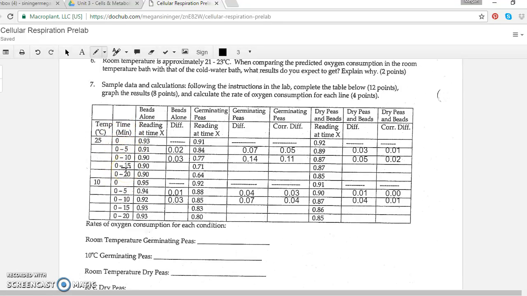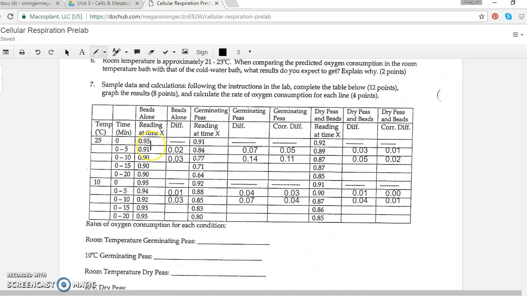So when we did the enzyme lab, and you were calculating the rate of an enzyme-catalyzed reaction, remember you were doing it in increments, so you would have done like 0 to 5, 5 to 10, and so on and so forth. But this is different. This one is cumulative. So by the end of the 20 minutes, you guys will know the total amount of oxygen consumption. Okay, so here we go.